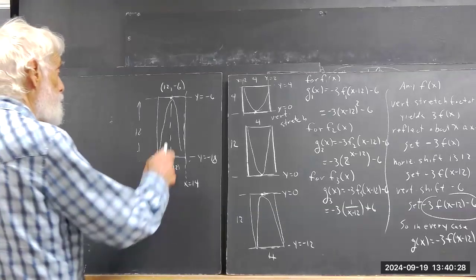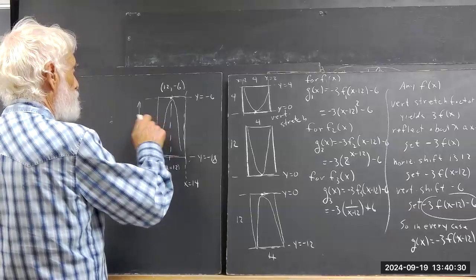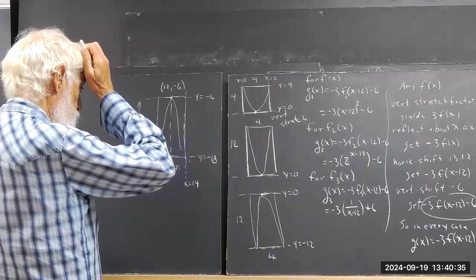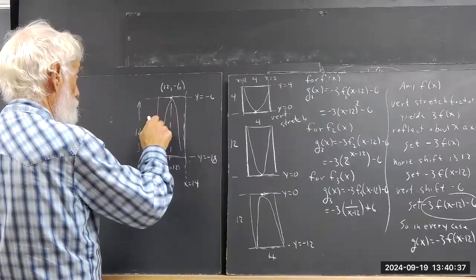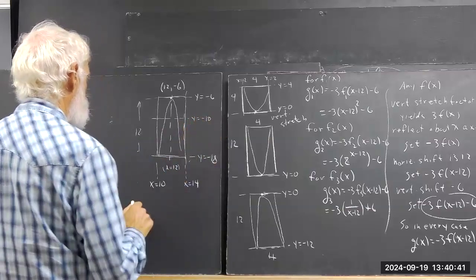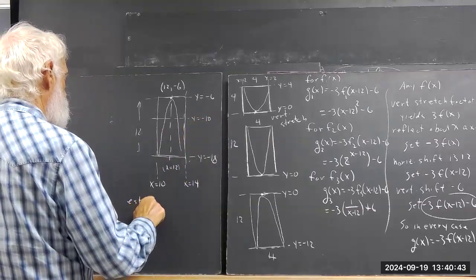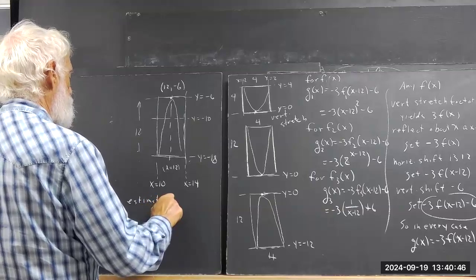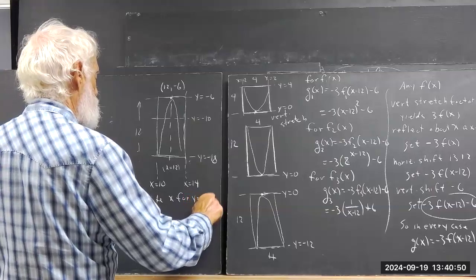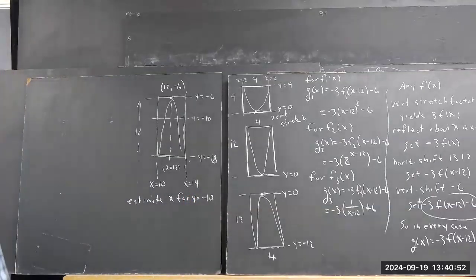So if I want to estimate x when y is between -6 and -18, or a third of the way, I go forward, so let's say here. Estimate x for y equals -10.